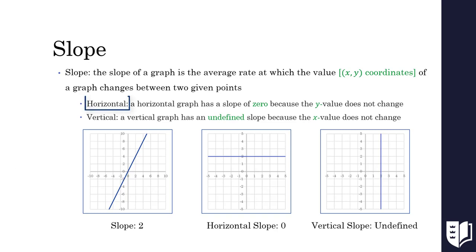A graph is horizontal if it has a slope of 0. This occurs when the y values of our points don't change. A graph is vertical if it has a slope that is undefined. This happens when the x values don't change between our points. Our first graph has a slope of 2 because for every unit we move on the x-axis, we move 2 units on the y-axis. Our second graph has a slope of 0 at y equals 2, and our third graph has an undefined slope at x equals 2.